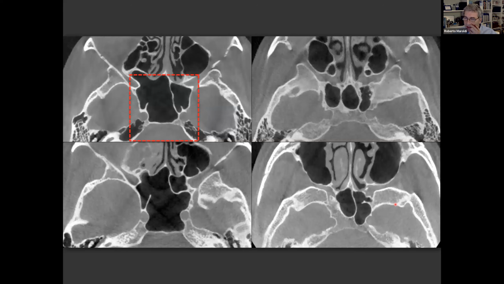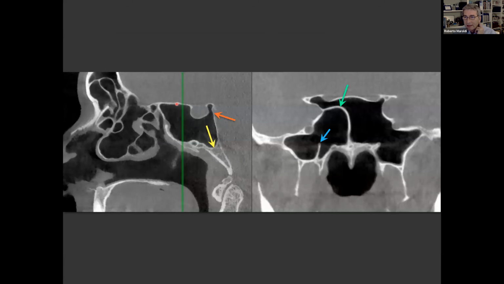Other key aspects to be mentioned when you are evaluating the sphenoid sinus is the possible presence of septa that are attaching, like in this case, on the sinus, on the sinusal wall where there is the internal carotid artery on both sides, and this should be mentioned. The pneumatization of the sphenoid sinus is really variable.